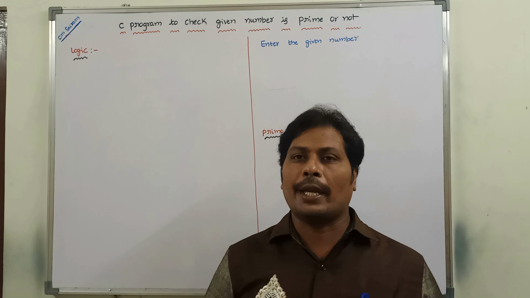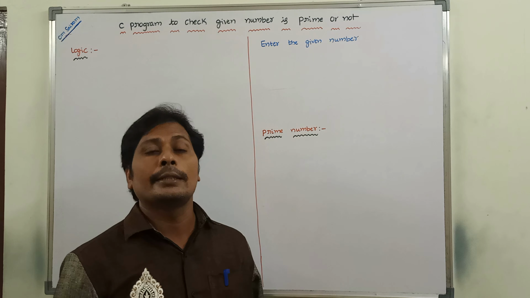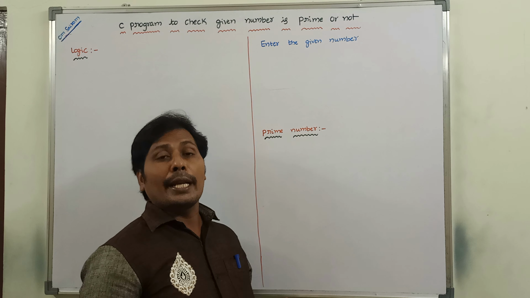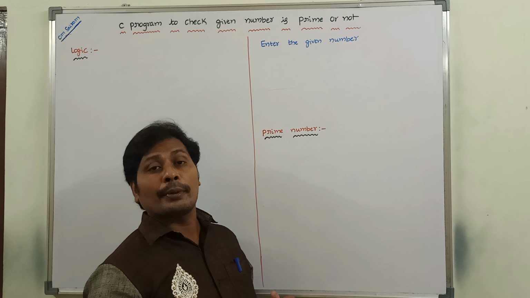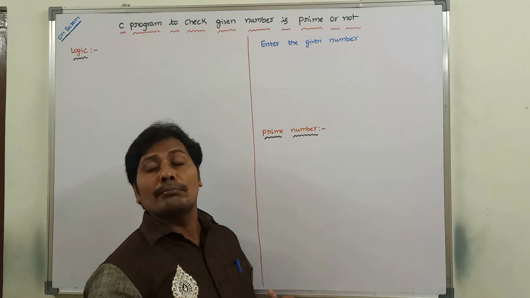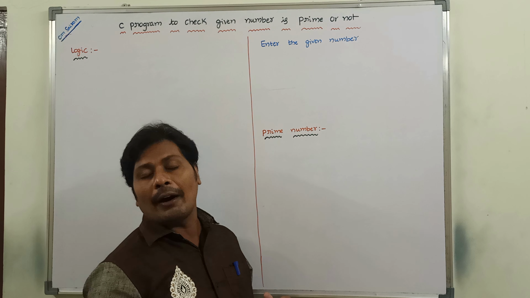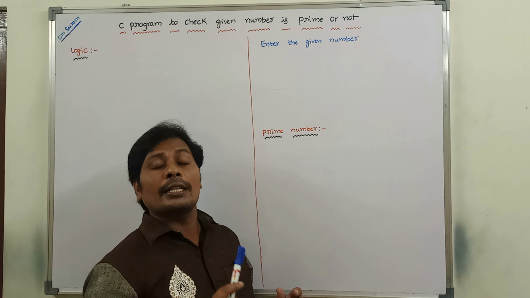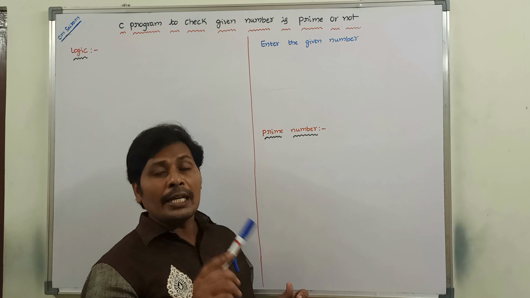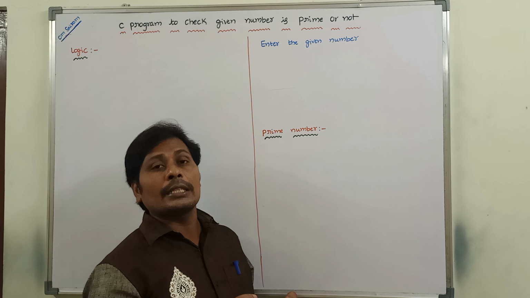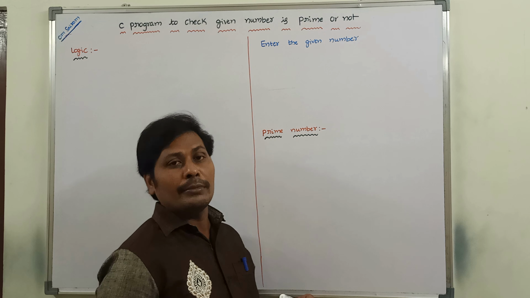Before going to the logic of this program, first of all we have to know the definition of a prime number. So what is a prime number? A number is said to be a prime number if and only if the divisors of that number are only itself and 1. So that means we can take any number; what are the divisors of that number? 1 and the same number are the divisors of that number. Then that number is called a prime number.